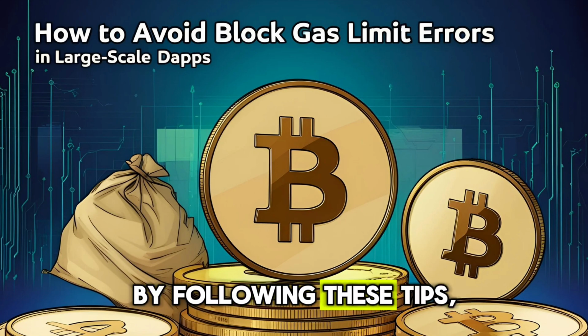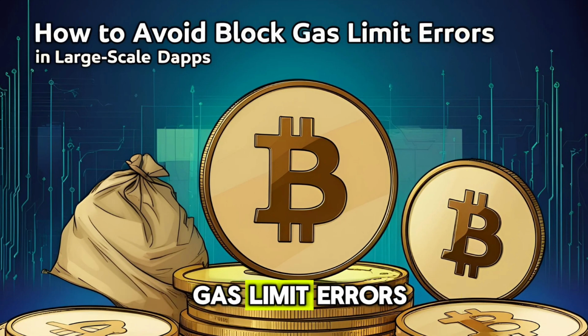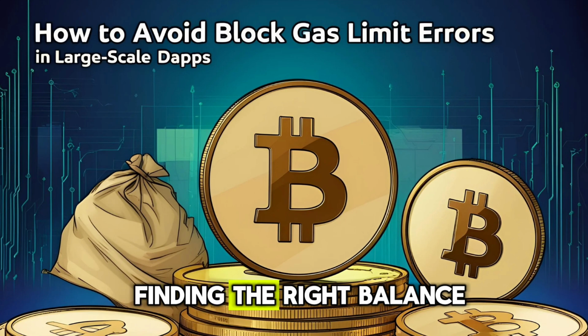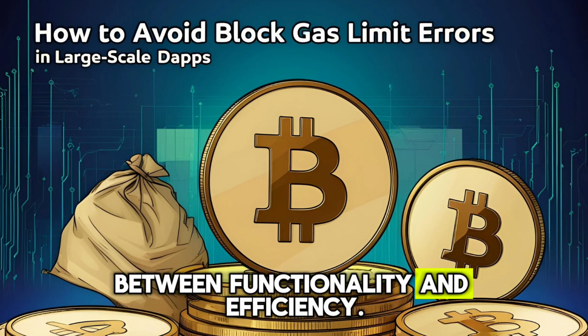By following these tips, you can avoid block gas limit errors and ensure that your large-scale decentralized app runs smoothly. Remember, it's all about finding the right balance between functionality and efficiency.